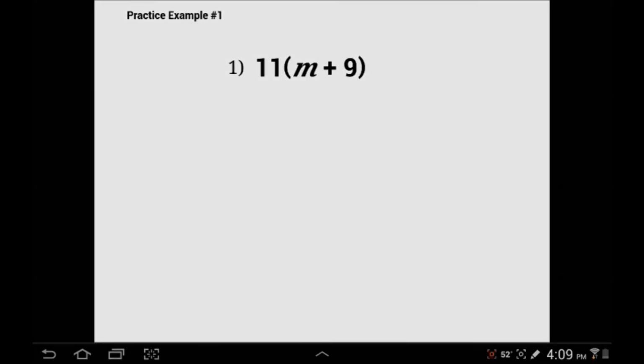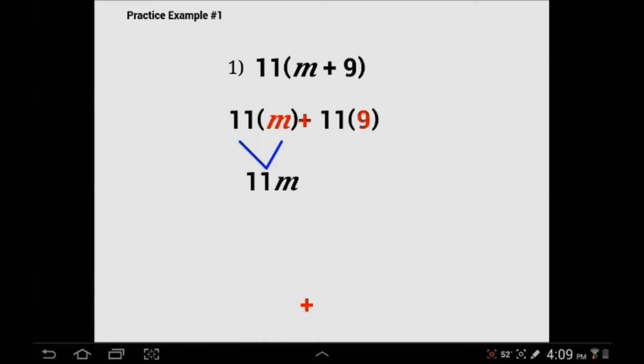All right, in one of our first examples here, we have 11 times the sum of m plus 9. And in this example, we're going to distribute the number 11. So we're going to multiply 11 times m, and we're going to add that to 11 times 9. And now it's just a matter of putting everything together. 11 times m is basically just 11m. 11 times 9 is 99. And that's how you use distributive property. That's pretty much it. That's all we can do to this problem.